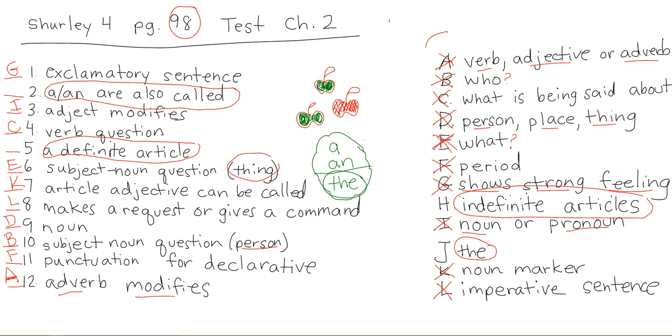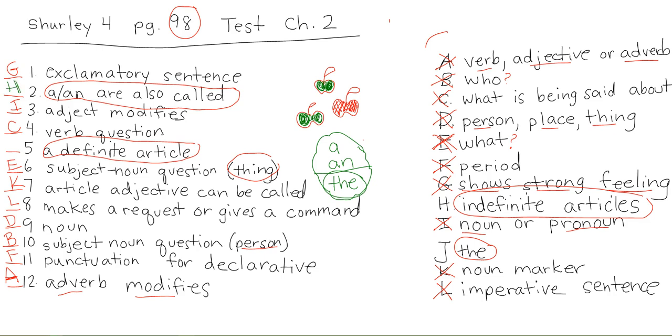So over here, indefinite articles are talking about not really specific ones, like any old apple, an apple of any sort. All right? So indefinite articles are going to go with a or an. Let's put an H there. Those are indefinite.